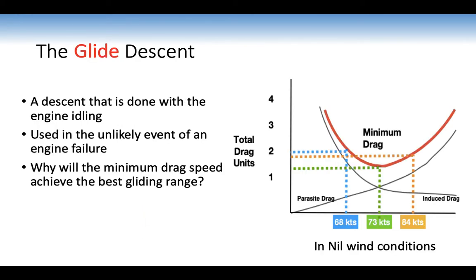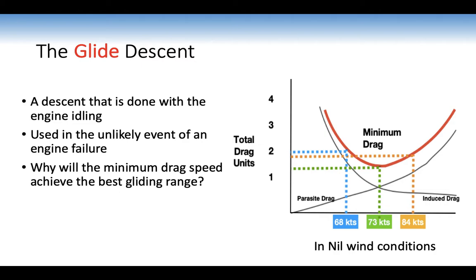So glide descent is a descent that is done with the engine idling. Remember, we looked at this in our definitions. In the unlikely event of an engine failure, providing we glide at this specific airspeed, for our aeroplane 73 knots, we would get the best range, so we can glide to a nearby airport or field.